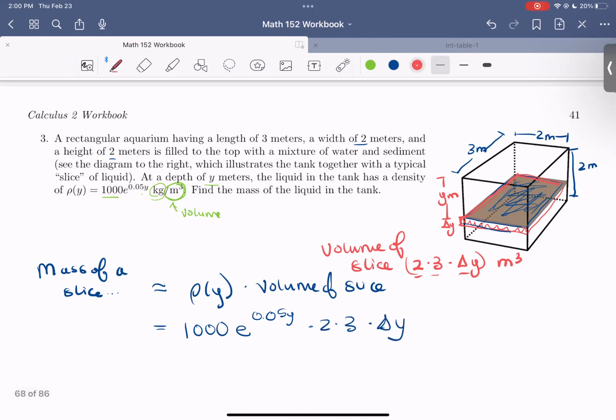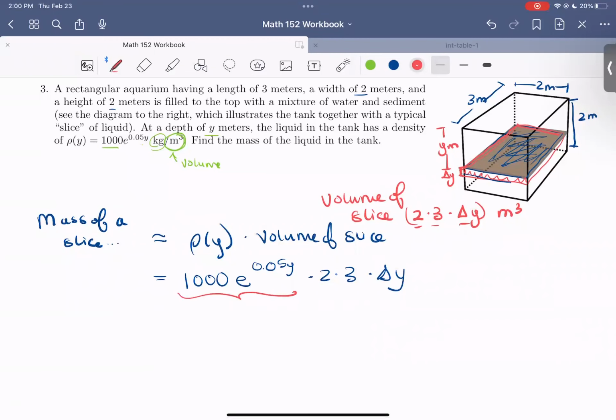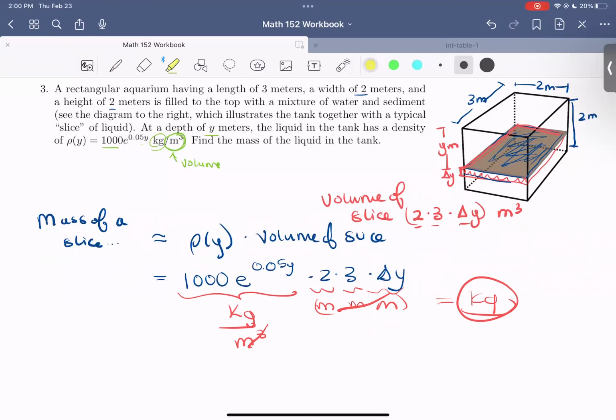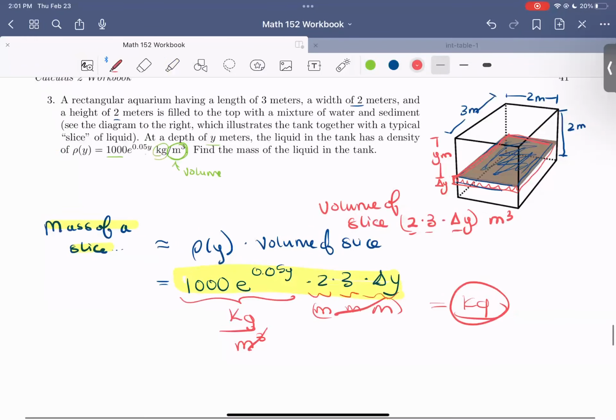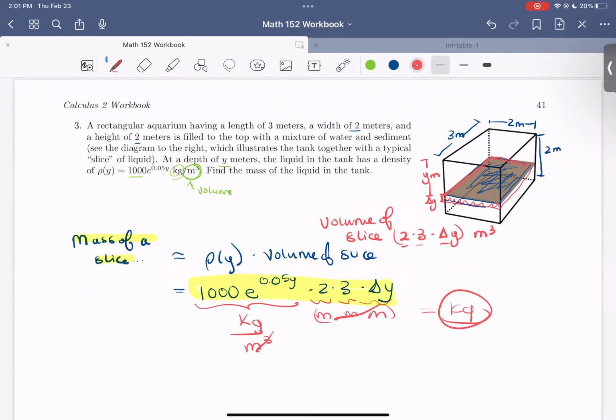And we can just check that units do work out. So our density is kilograms per meter cubed. 2 is a meter, 3 is a meter, and delta y is a meter measurement. So we get meters cubed. So those meters cubed cancel out, and we're going to get kilograms in the end. All right, so there is what the mass of one slice is. So now we can use this to determine the mass of all of the substance in the tank.